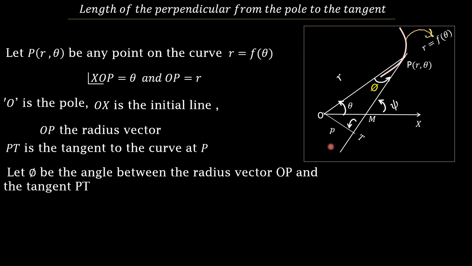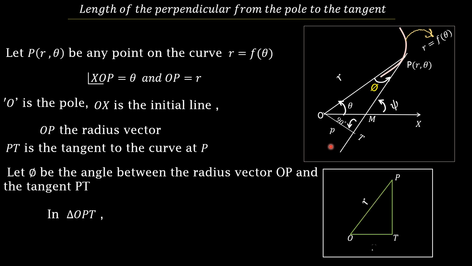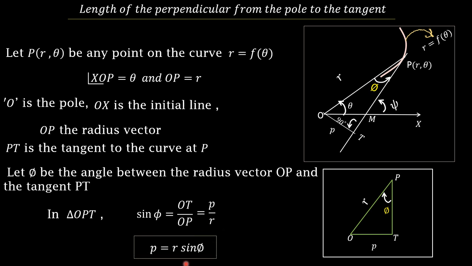Okay. So from the figure, or in the triangle OPT, in order to understand it in a better way, I have just taken a section of it. Just consider the triangle OPT. What is sine phi from this? Sine phi is nothing but opposite by hypotenuse, right? So the opposite side is OT divided by OP, and the distance OT, that is the distance from the pole to the tangent T, we have taken the distance as p, and OP is nothing but the radius vector. So just rearranging the above equation, I get p is equal to r into sine phi.